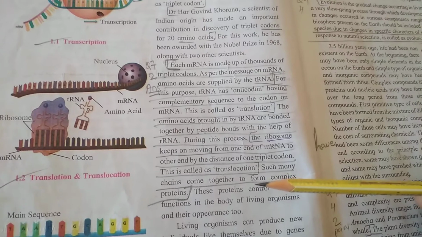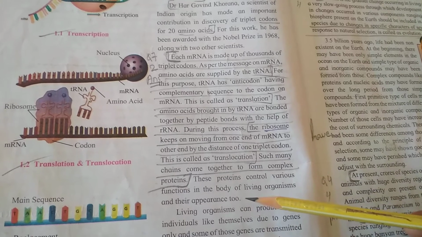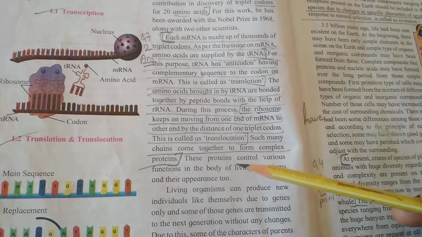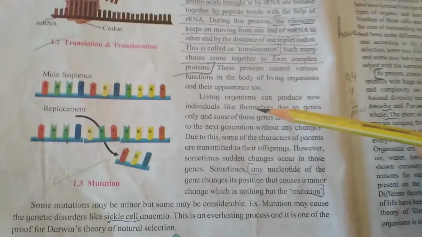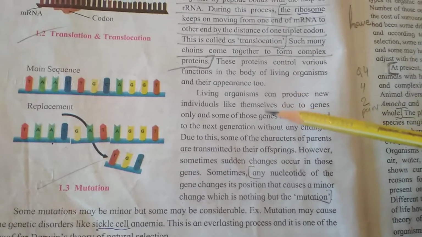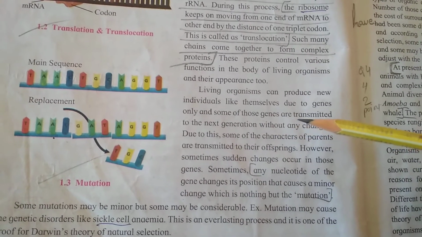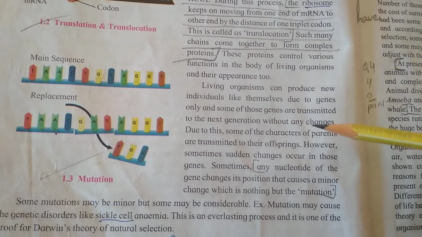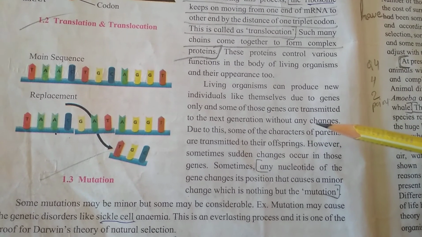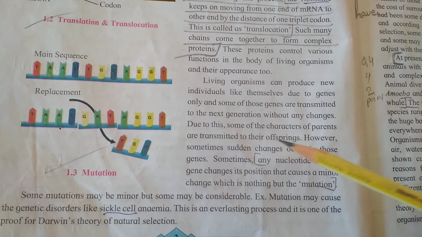Many such chains come together to form complex proteins. These proteins control various functions in the body of living organisms and their appearance too. All living organisms can produce new individuals like themselves due to the genes. Some of these genes are transmitted to the next generation without any changes. Due to this, some characters of parents are transmitted to their offspring.